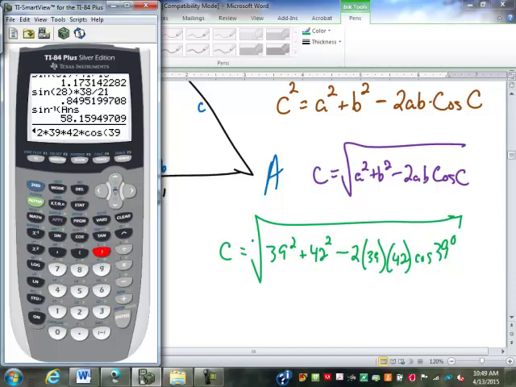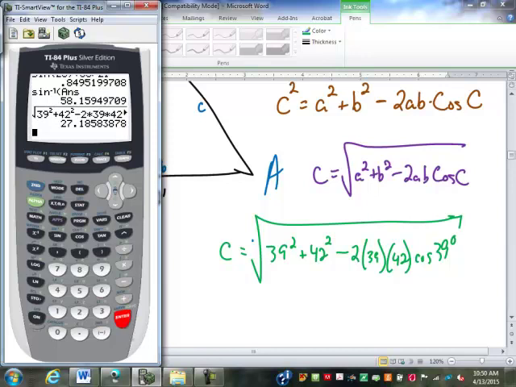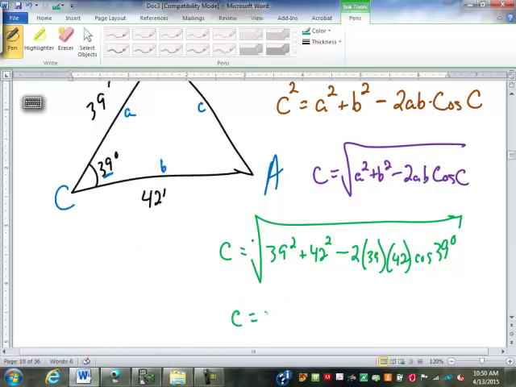Now on my calculator, I just have to close the parentheses once to end the cosine. On your calculator, you'll probably have to close the parentheses twice. You have to close it once to end the cosine, and a second time to end the square root. My calculator puts the square root symbol over it, so I don't have to do the second ending parentheses. Andrew, on yours, since you have a graphing calculator, you probably don't have to use the second one either. So I'm going to hit equals, and I get 27.19 feet. So C equals 27.19 feet.